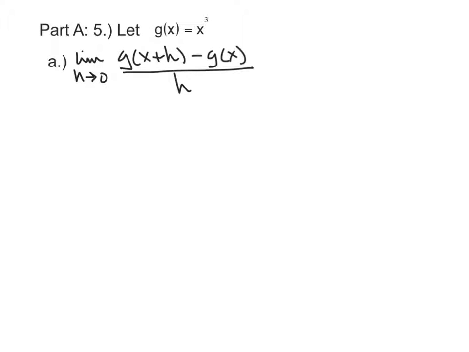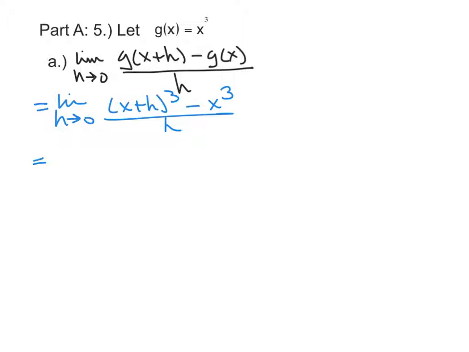Similar to problem number 4, I'm going to let g of x now equal x cubed and find these two different limits. First of all, the limit as h approaches 0 of g of x plus h minus g of x over h. So we'll first substitute, keeping the limit around, but x plus h cubed minus x cubed all over h.